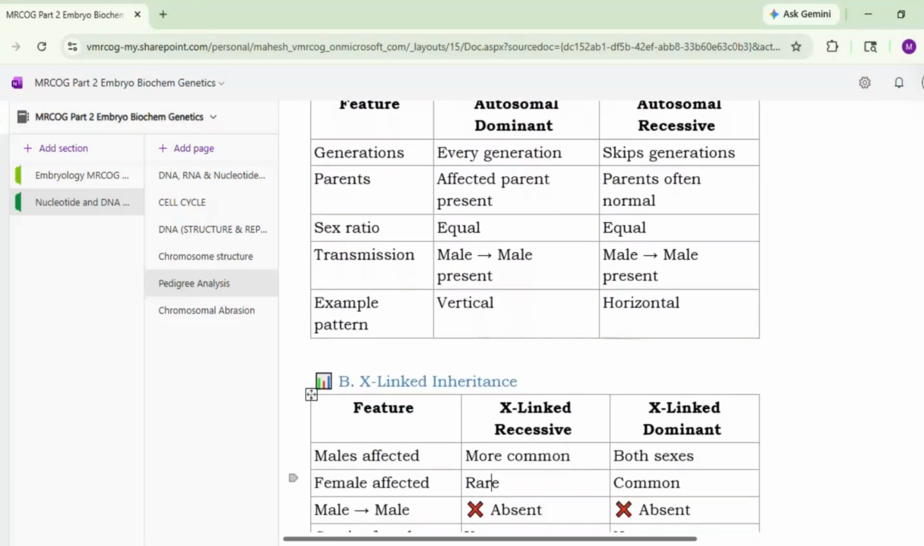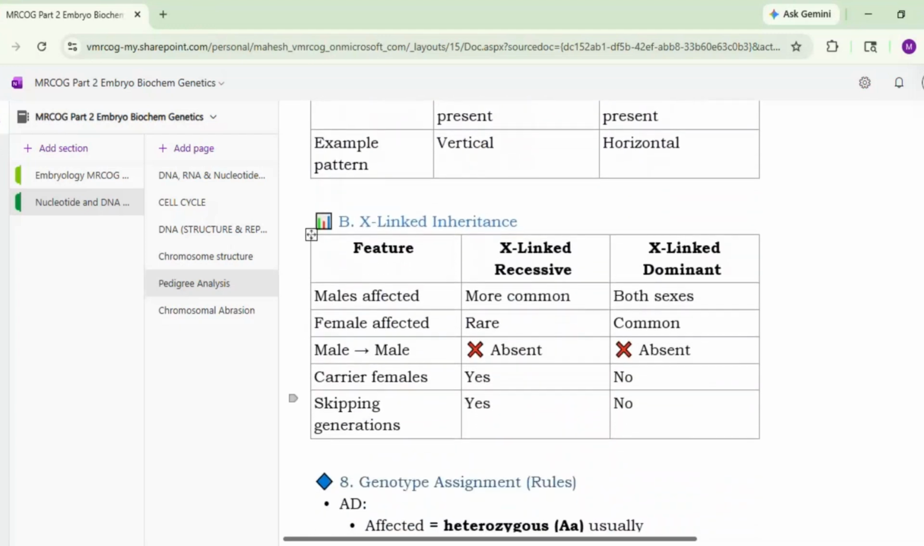Okay. Now coming to the X-linked. How do X-linked recessive and X-linked dominant behave? Here in X-linked recessive, males are more commonly affected, while in X-linked dominant, both sexes are affected. Females are not affected in X-linked recessive. However, in X-linked dominant, females are affected.